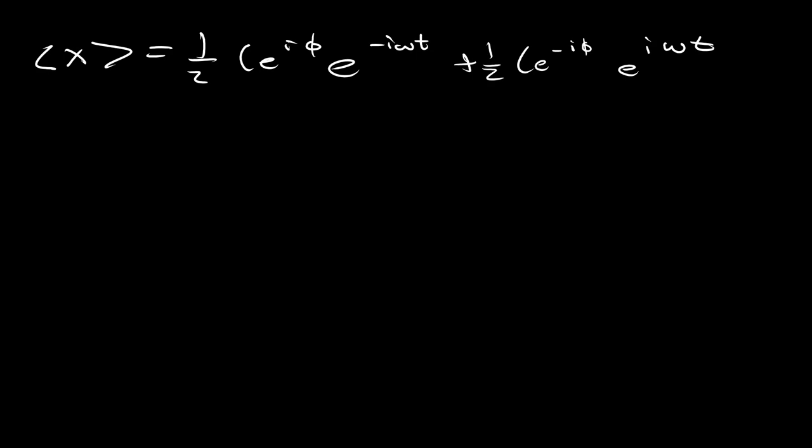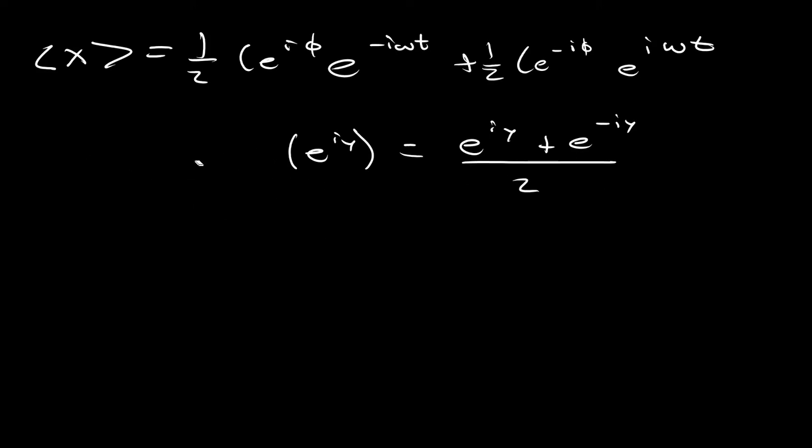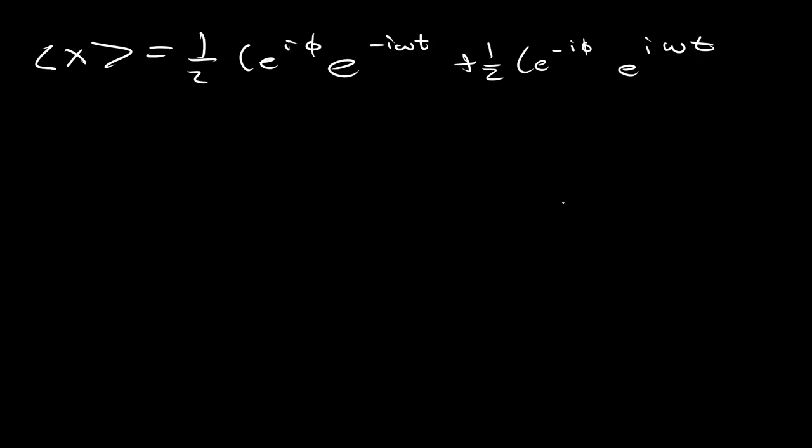You know, for a cosine of, let's say, x for a general, x is probably a bad choice here. Let's say cosine y is going to be equal to the real part of e to the i y, or it's going to be equal to e to the i y plus e to the minus i y, all divided by 2. And so we can take that and apply this as well to simplify things down. Again, hopefully you've solved enough differential equations to understand that.